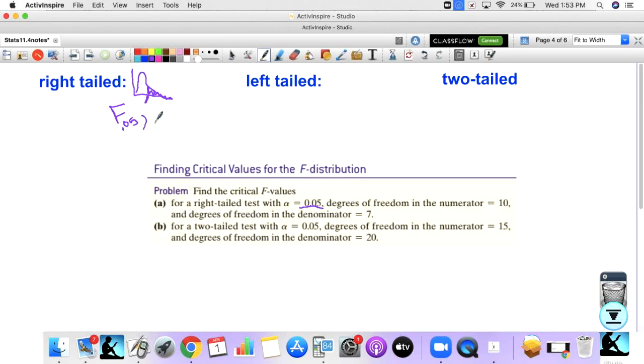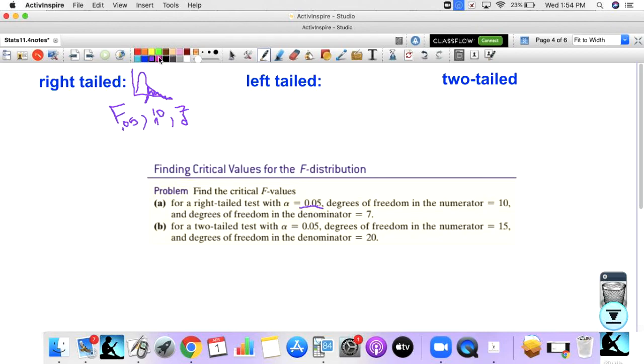Then we put our degrees of freedom of the numerator and then the degrees of freedom of the denominator listed after it. If we're looking at this specific one, it says that it's right-tailed. So I'm going to have my F score of 0.05, because that's what's going to be shaded in over here. The degrees of freedom in the numerator is 10, which means that the sample size was 11. The degrees of freedom in the denominator is 7, which means the sample size for the denominator was 8. Now I'm going to use a specific table in the back of the book and use that information to help me figure it out.